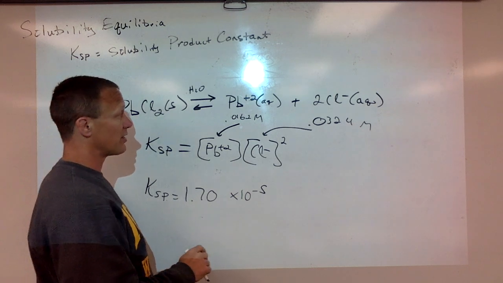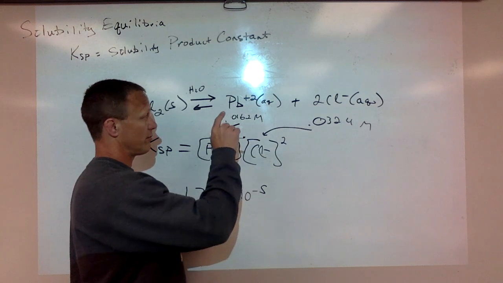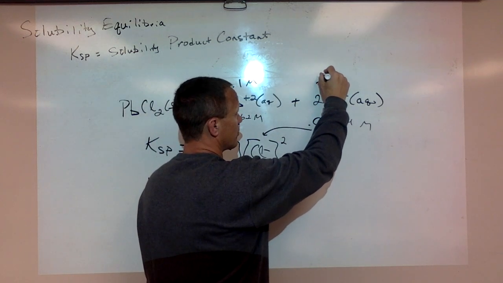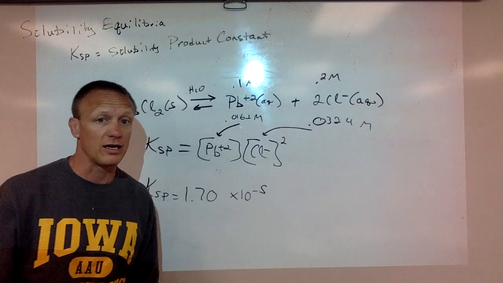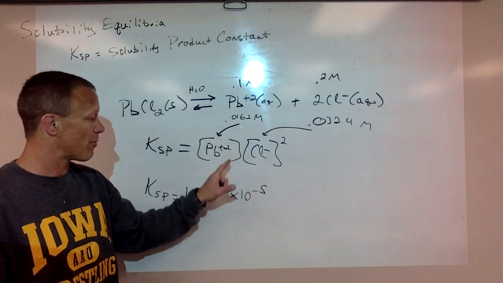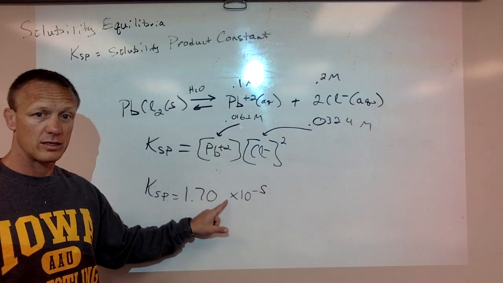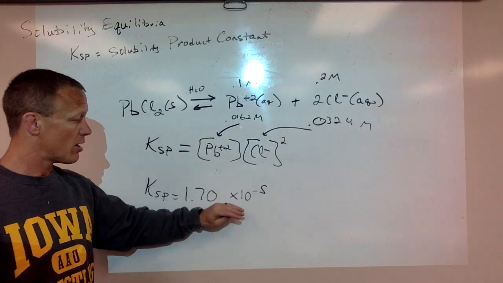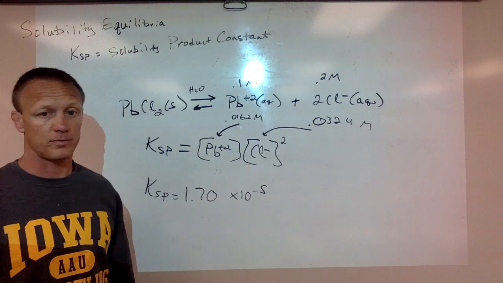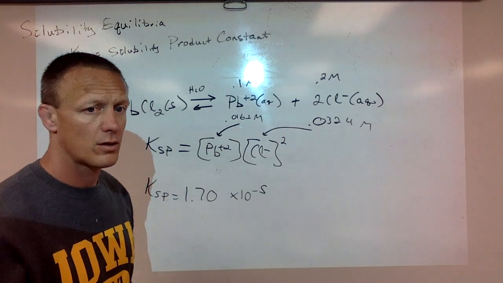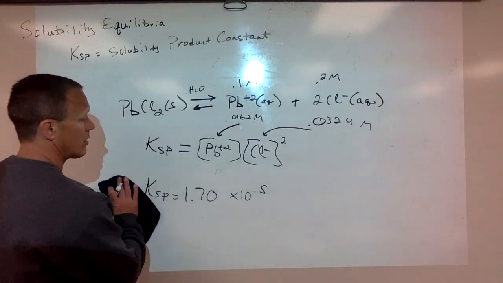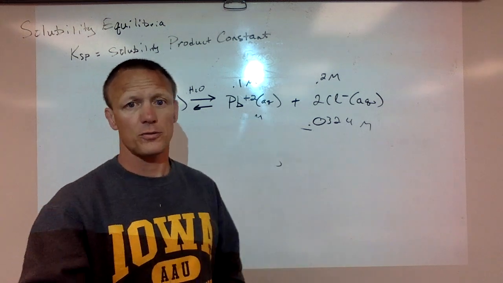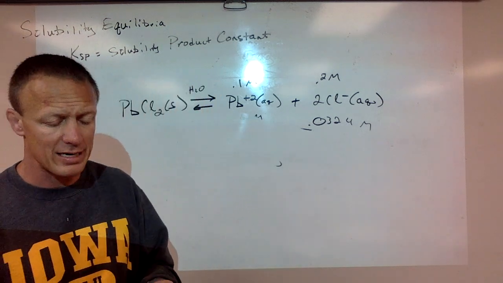So if we try to dissolve 0.1 molar of this and 0.2 molar of that, you're not going to dissolve all that, because that's going to give you a number bigger than this. So we can only dissolve a maximum of whatever this equals when you multiply those. That is just a little intro to what KSP means.